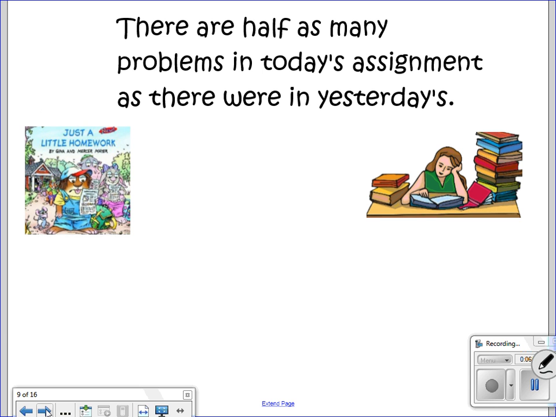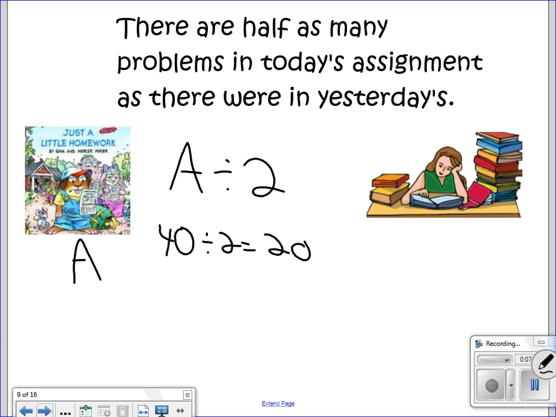There is half as many problems in today's assignment as there were in yesterday's assignment. So the assignment is going to be A. There's half as many problems. So it's going to be A divided by, I guess we would probably want to go with P, but A divided by 2. So if we had 40 assignments, we're going to divide that by 2. We have half as many, which would be 20. If we had 10 assignments yesterday, we're going to divide it by 2.